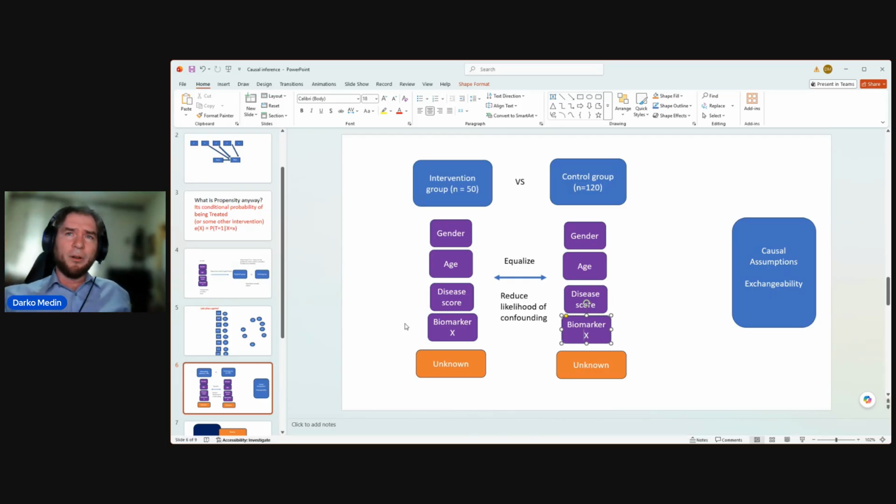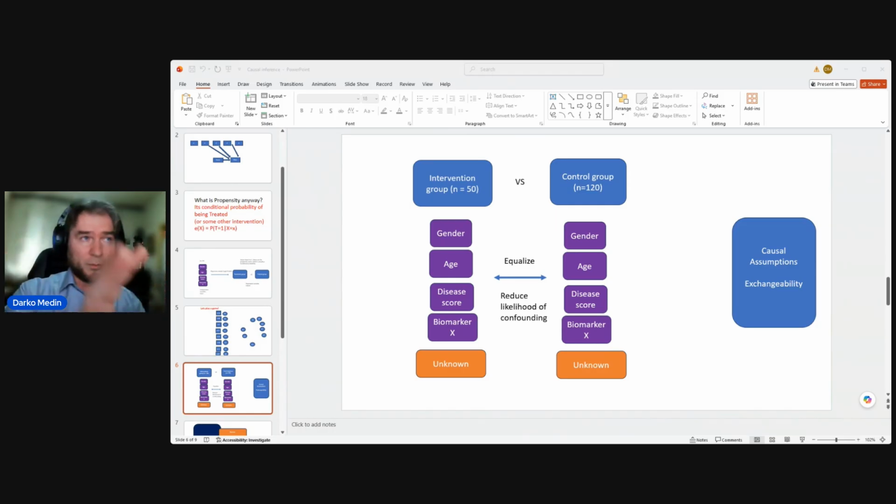Now, another very important aspect. You see here, there are the 2 boxes marked as unknown. Propensity score matching will enable us to correct for the known variables, potential known confounders. But it's very interesting that it will not help us much, or even at all, with the unknown confounders.